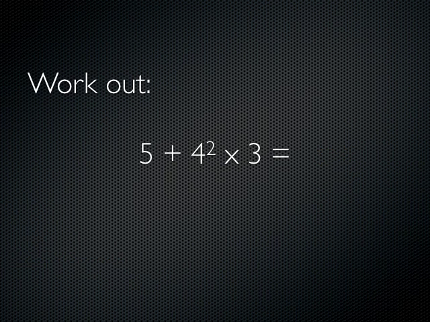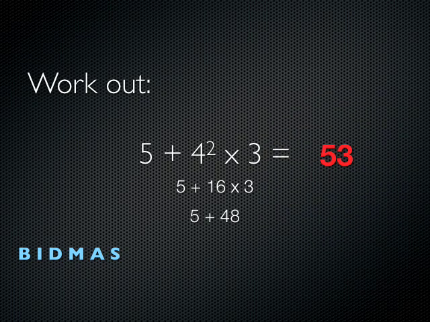Let's try another one. Again, let's remember Bidmas. There are no brackets there, but in this case, there is an indices. There's 4 squared. So we'll do the 4 squared first. 4 times 4 is 16. So we're left with 5 plus 16 times 3. Referring back to Bidmas, we now have a multiplication there, and that will come before we do the addition. So we'll do 16 times 3, which is 48, and we'll add that to the 5 and get the answer of 53.